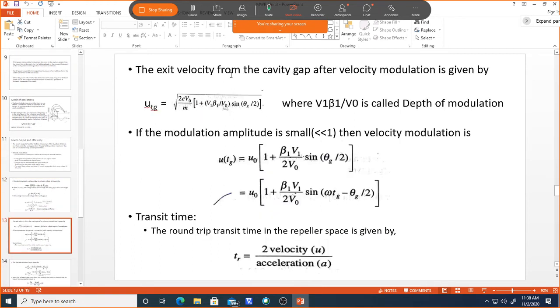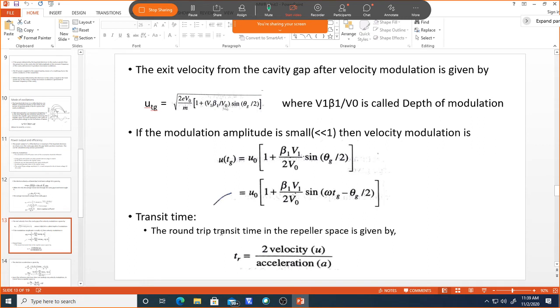Now the exit velocity from the cavity gap after velocity modulation is given by this equation, where V1 beta 1 by V naught is called the depth of modulation, that is, how much modulation is happening, given by this expression. If the modulation amplitude is very small, we can approximate the velocity modulation by this expression.